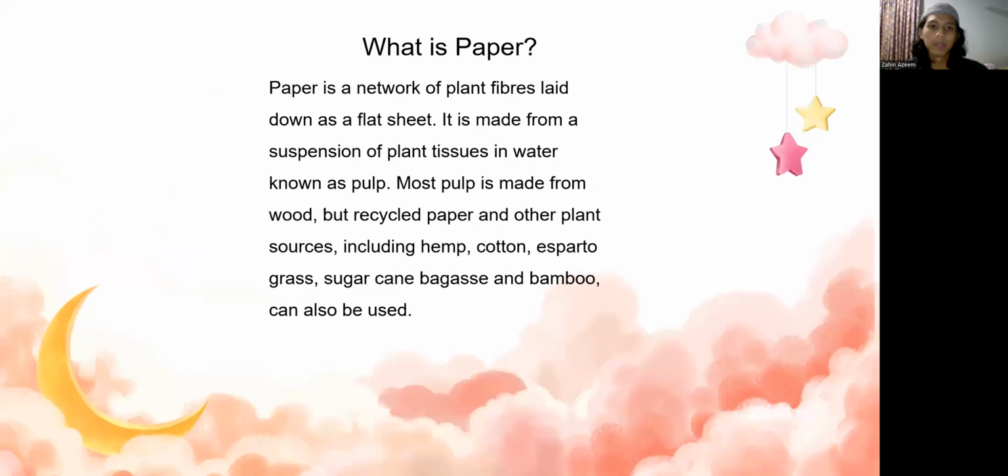First, what is paper? Paper is a network of plant fiber laid down as a flat sheet. It is made from a suspension of plant tissues in water known as pulp. Most pulp is made from wood, but recycled paper and other plant sources, including hemp, cotton, esparto, grass, sugarcane, bagasse, and bamboo, can also be used.